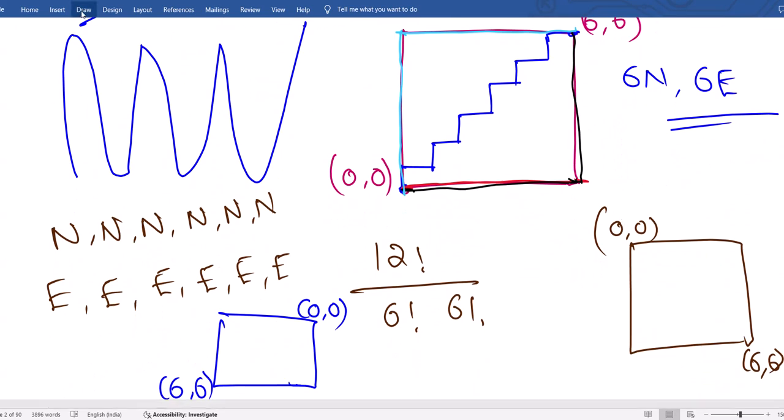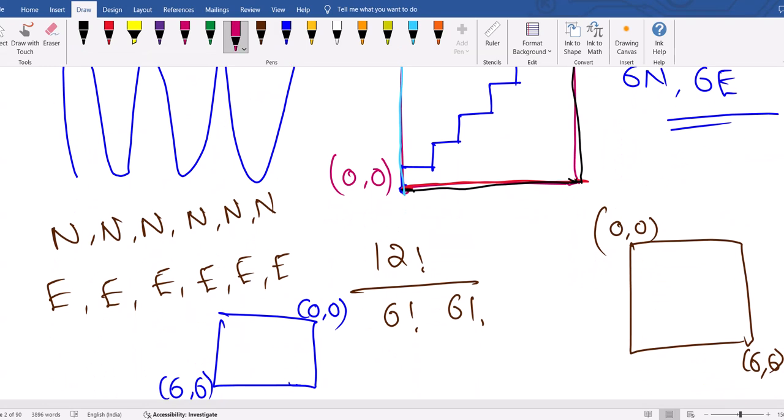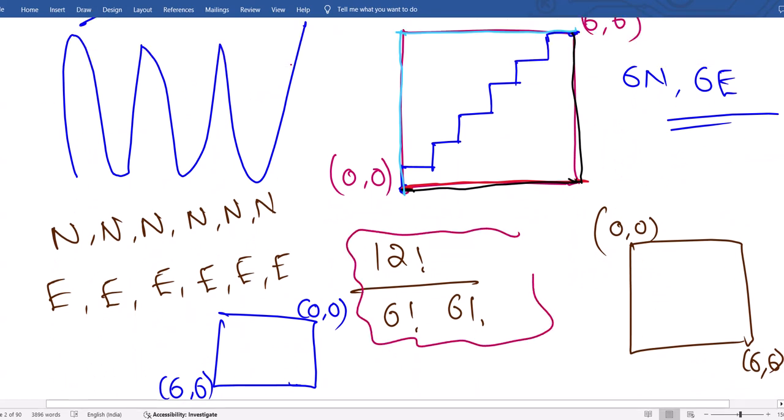They'll give the options. So you need to select 12 factorial divided by 6 factorial into 6 factorial. This is nothing but 12C6, for your information. In permutations and combinations, what is the nCr formula? n factorial upon (n minus r) factorial into r factorial. 12C6 is 12 factorial divided by (12 minus 6) factorial, which is 6 factorial, times 6 factorial. Again, this is combinations.